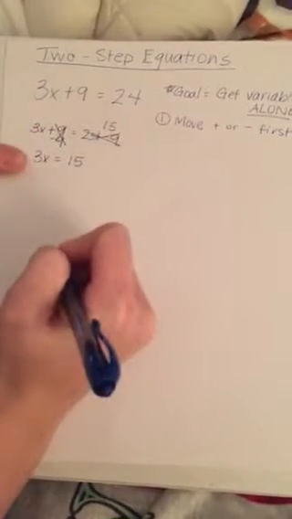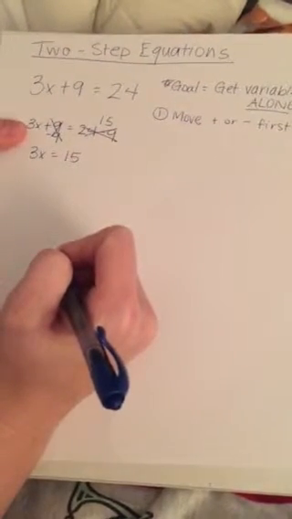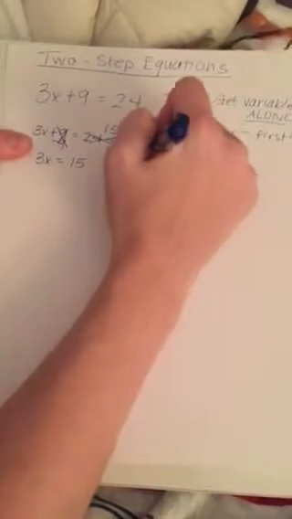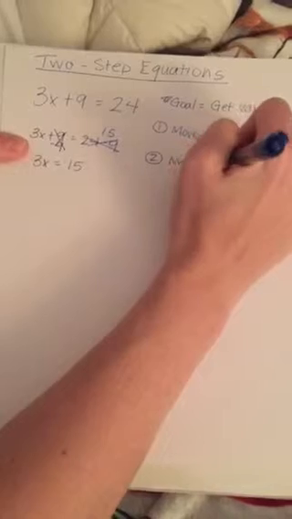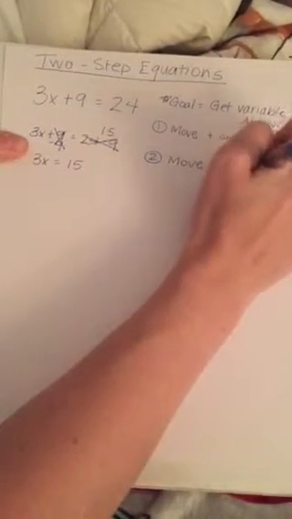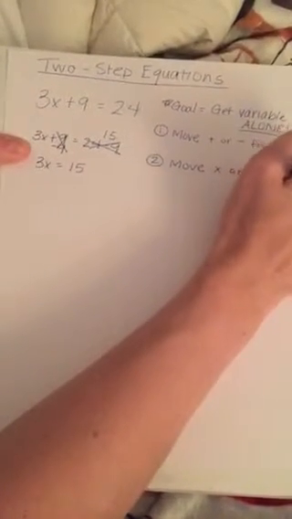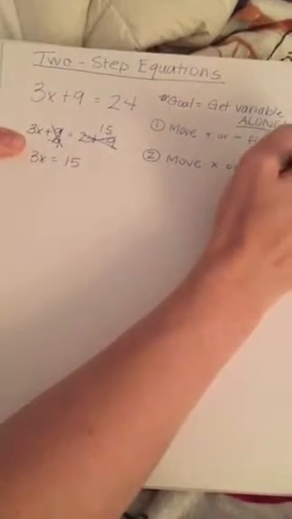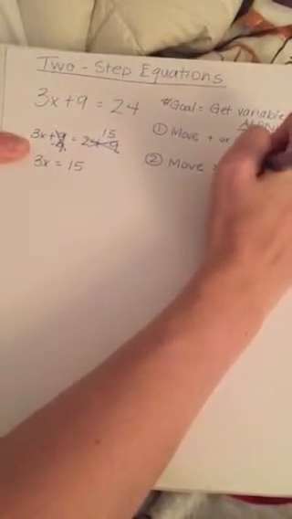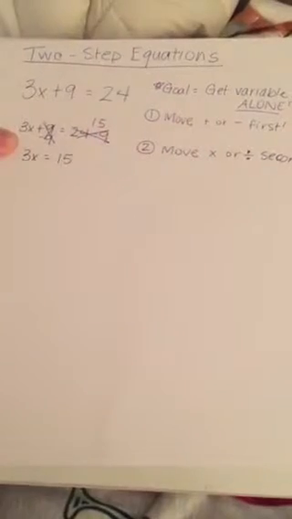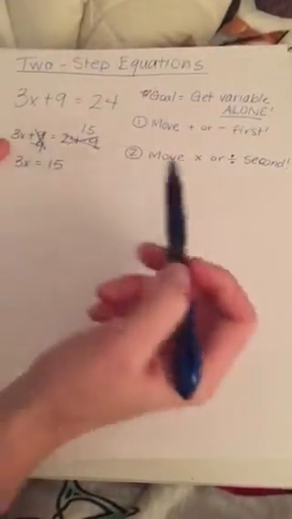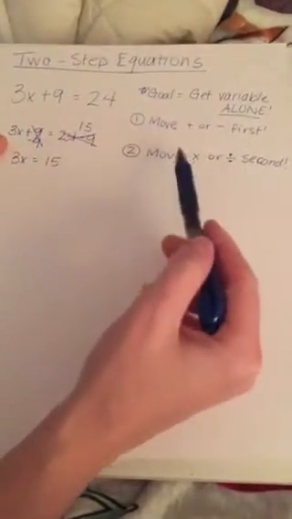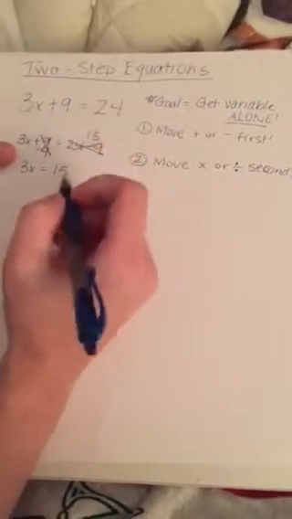And now we're back to our one-step equations from the other day. So our second step is to move the multiplication or division second. So it's kind of backwards from what you learn in PEMDAS. PEMDAS has you doing multiplying and dividing first, but since we're working things backwards here, it makes sense that you do the addition and subtraction first, because you're kind of doing PEMDAS backwards.